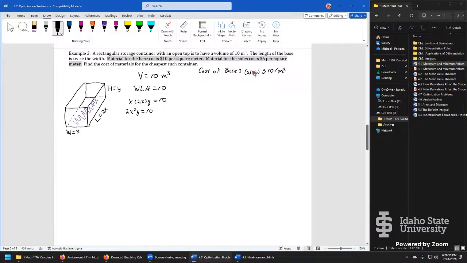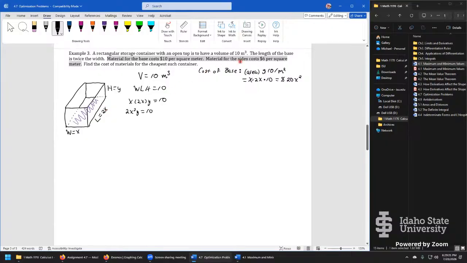So that'd be area in square meters times $10 per square meter. Now we can substitute in what the area is for this one. Area for the base would just be x times 2x times 10, divided by meter squared would cancel, and this is now in dollars. So in dollars, this would be 20x squared. So that's our base cost.